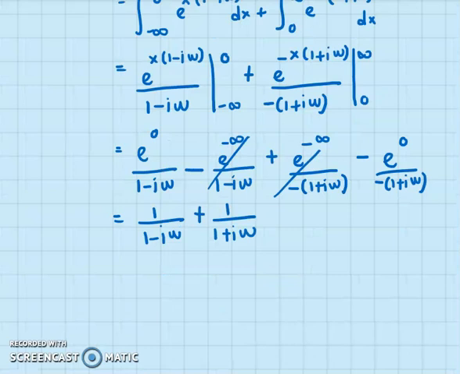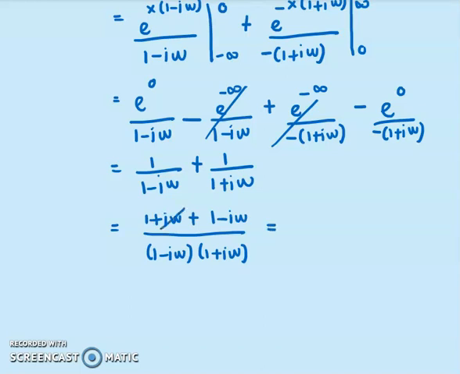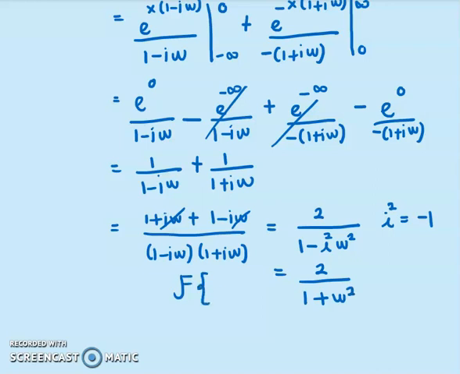Now what we do here, we simplify the denominator, where I have 1 minus I omega and 1 plus I omega. This one will multiply with 1 plus I omega plus 1 minus I omega. Cancels out, that will give me 2 over 1 minus I squared omega squared. Now I squared is negative 1. So I have 2 over 1 plus omega squared. There you go. The Fourier transform of e to the negative modulus x is given by this equation.